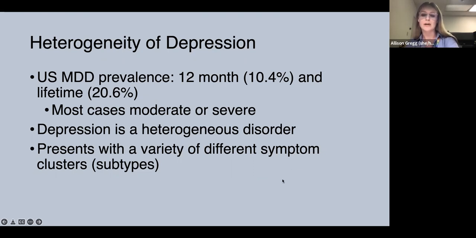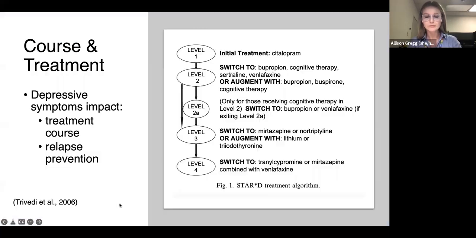What we know about that is that the presentation of depression can go on to differentially affect treatment course, relapse prevention, and overall cognitive functioning as well. And while great attention has been given to the investigation of the clinical correlates of the subtypes, a lot of the aspects of their impact on neurocognitive function are unknown or understudied. And so we'll be focusing on that throughout the presentation as well.